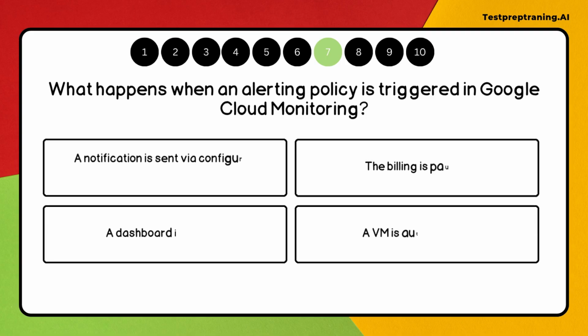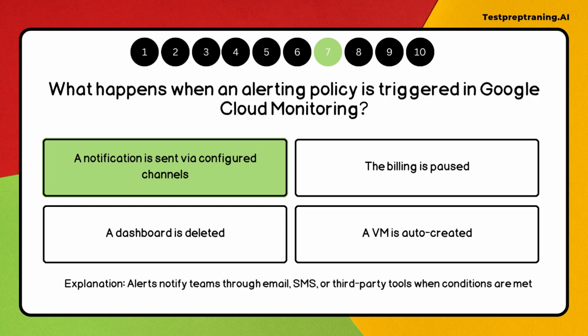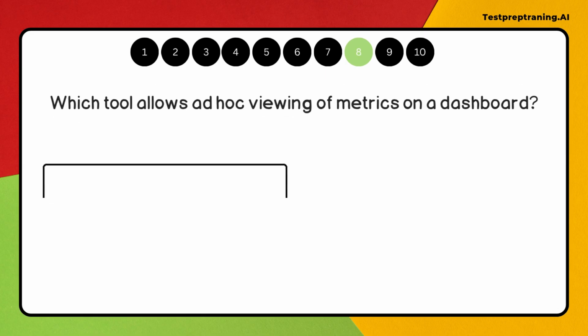Question 7. What happens when an alerting policy is triggered in Google Cloud Monitoring? Correct answer is a notification is sent via configured channels, as alerts notify teams through email, SMS, or third-party tools when conditions are met. Question 8.